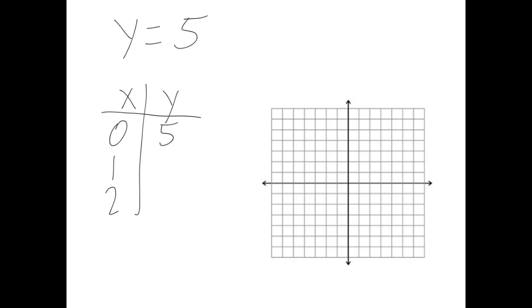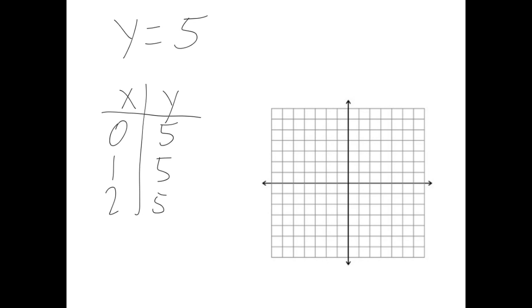What about when x is 1? Well, again, let's look. Y equals 5. Okay. That means once again we have y is 5. What about when x equals 2? Again, y equals 5.